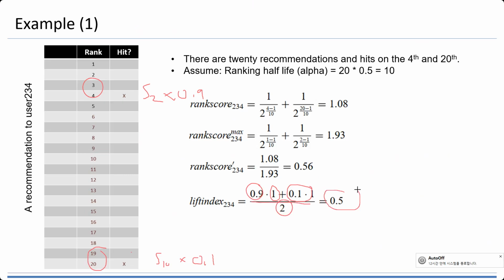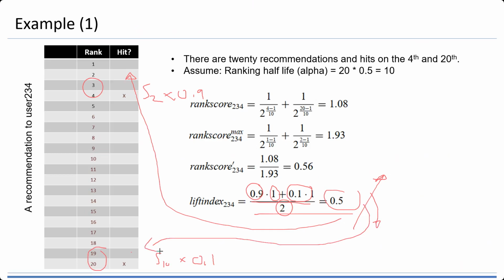Okay. So what does it mean? If the value is high, the closer those products are to the top rank. If the value is low, then the products are in the lower rank. So that's how we interpret the rank score and the lift index.